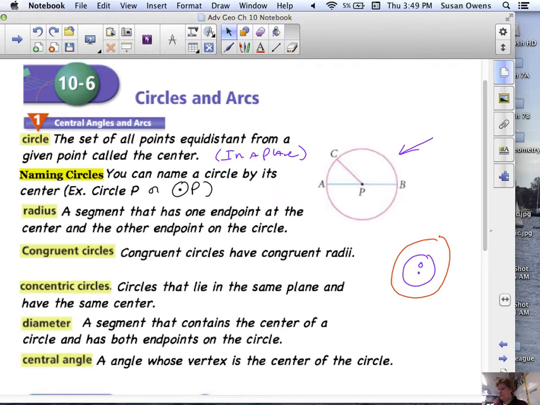And a central angle is an angle whose vertex is the center of the circle. If you take a look at the picture we have up here, a central angle would be APC. That would be a central angle.